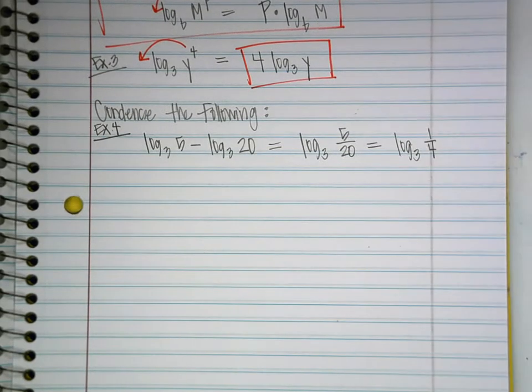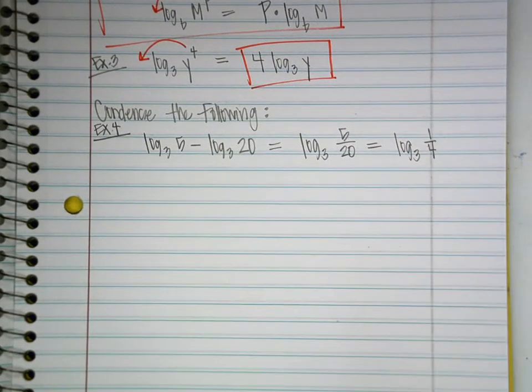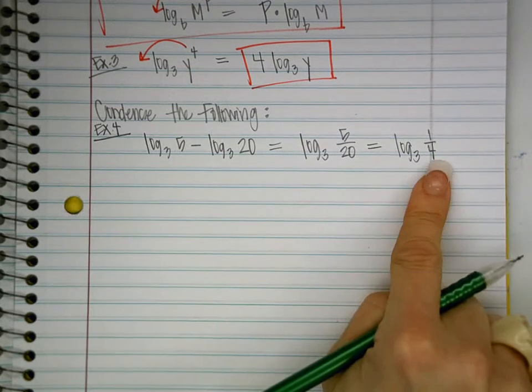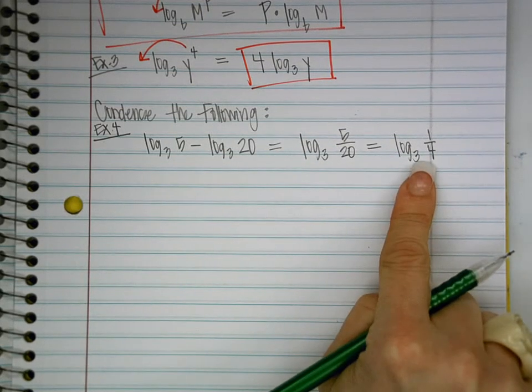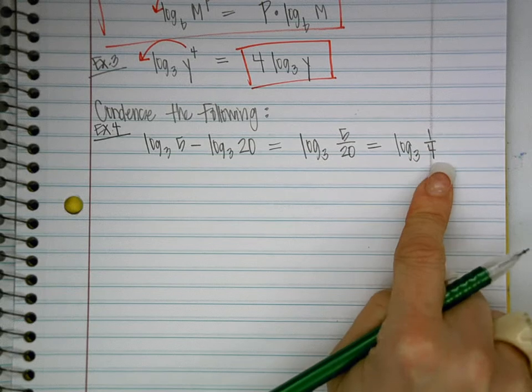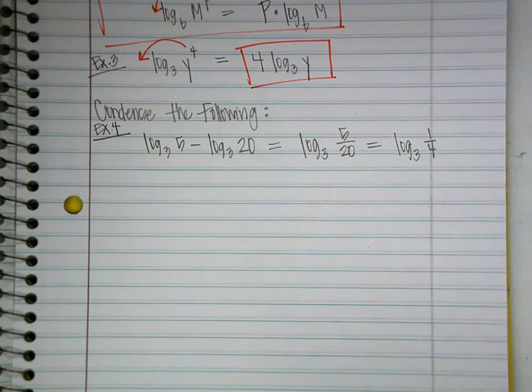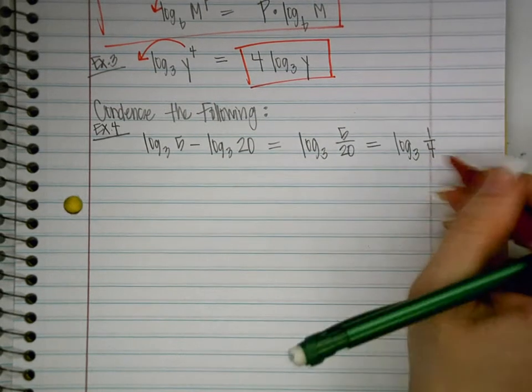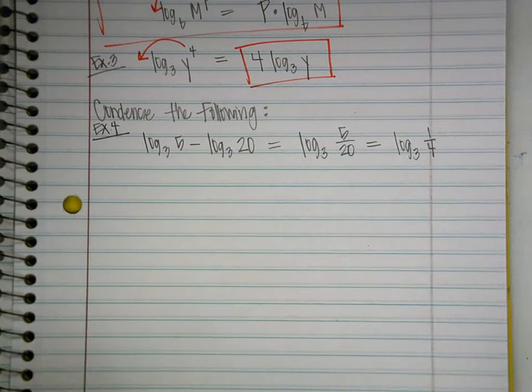Now, not in this lesson, but in the next one that we will do today, you're actually going to simplify these. So do we know what exponent on 3 makes 1 over 4? No, so you leave it just like that. In our next lesson, there are going to be ones that you can simplify even more after using the rules.